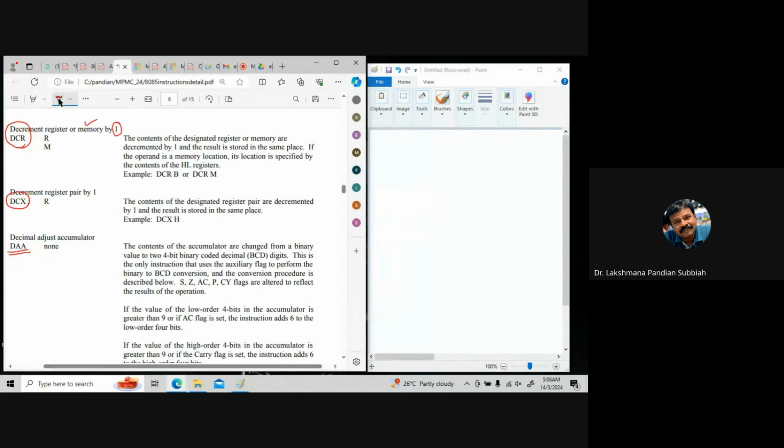The next one is a very important instruction, decimal adjust accumulator, DAA. You have to take care about that instruction. Decimal adjust accumulator is what it is doing now.